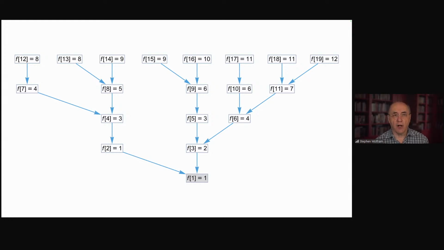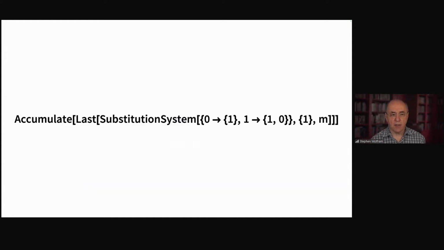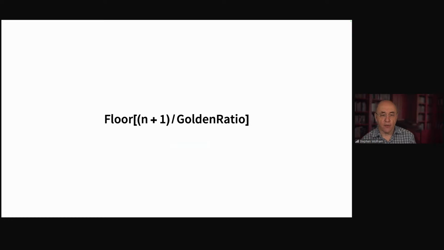Well, from this it follows that f(n) is related to the Fibonacci-like substitution system that's given like this. In fact, the sequence of values for f(n) can be computed just in this way, as an accumulation of substitution system results. And it turns out that in this case, f(n) is given exactly by the floor of (n + 1) divided by the golden ratio.